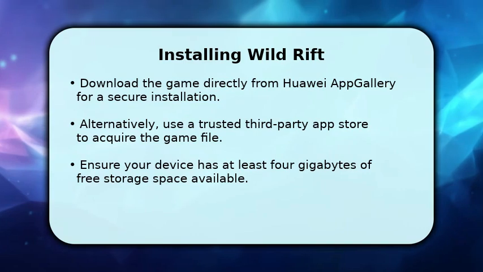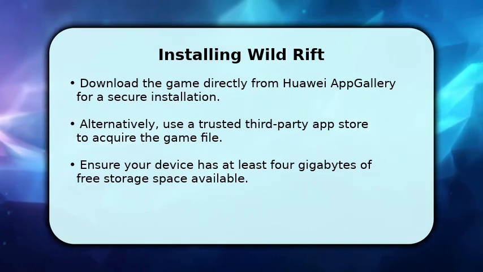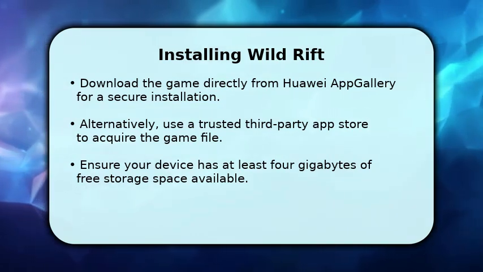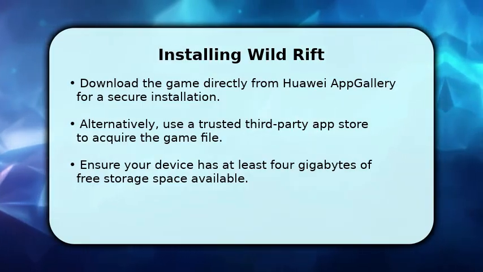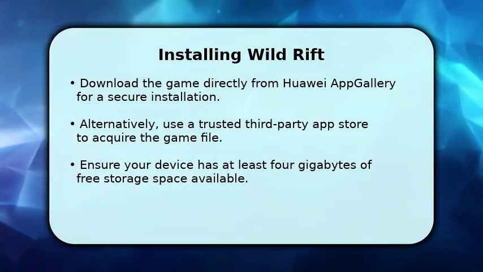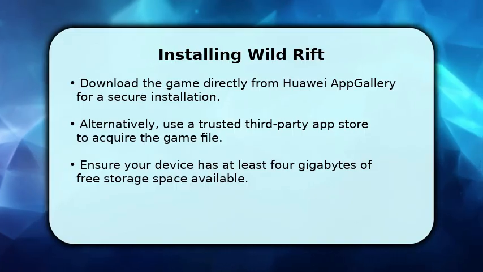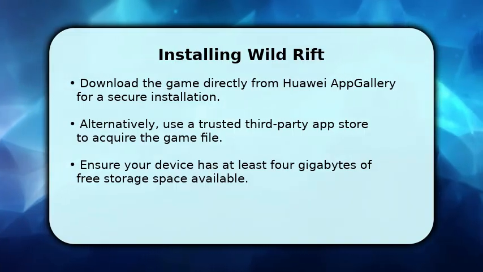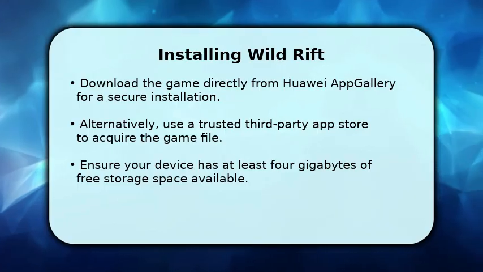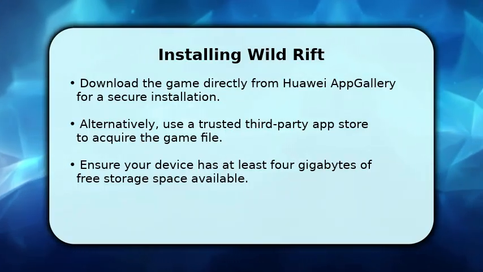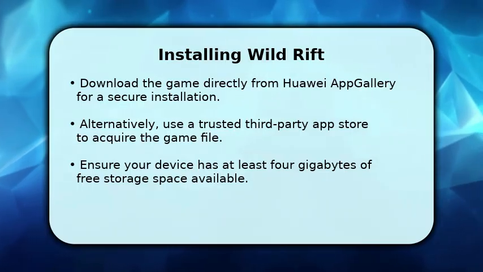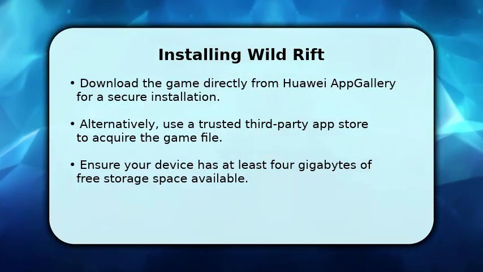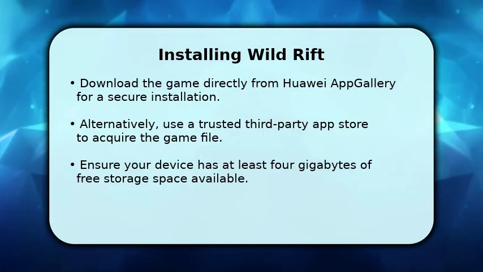To install Wild Rift, first check the Huawei app gallery. Many regions offer the game directly there, ensuring a safe and verified download. If it's not available, you can use a reputable third-party app store. Always download from trusted sources to protect your device. The game requires approximately 3 GB for the initial download, plus additional data for updates, so ensure you have ample storage, ideally more than 4 GB free.